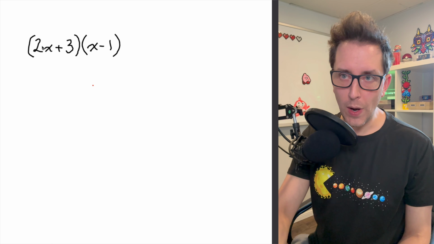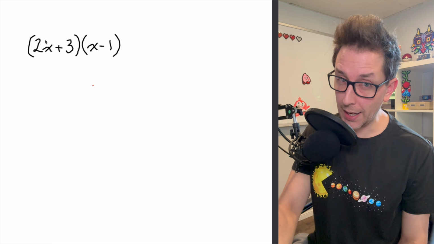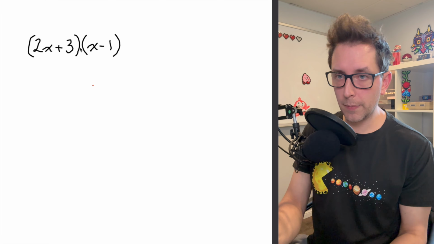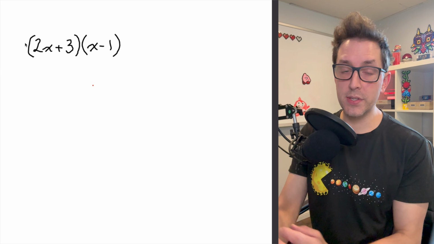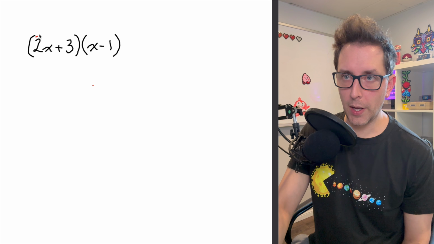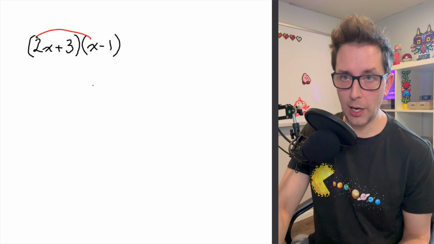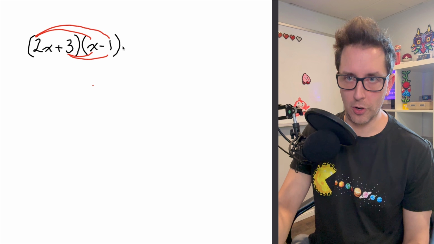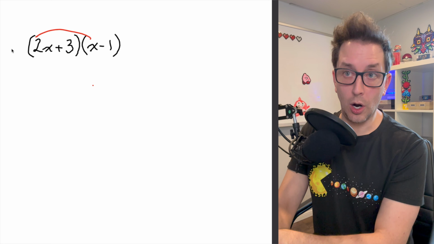You can see I've got 2x plus 3, a little coefficient in front of my x this time, times x minus 1. And I've got a negative here, right? So a little bit higher level of difficulty, but the process is going to work exactly the same. We're going to apply our FOIL acronym here. We're going to multiply our first terms, right? Our outside terms, our inside terms, and our last terms. Okay, so let's start with our first terms.